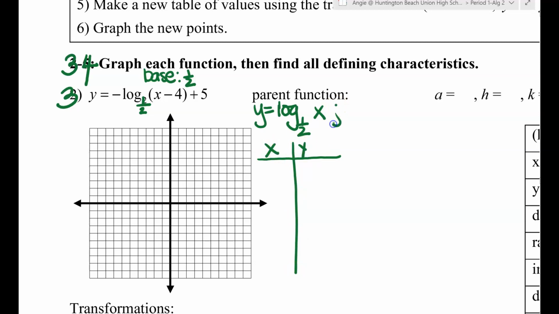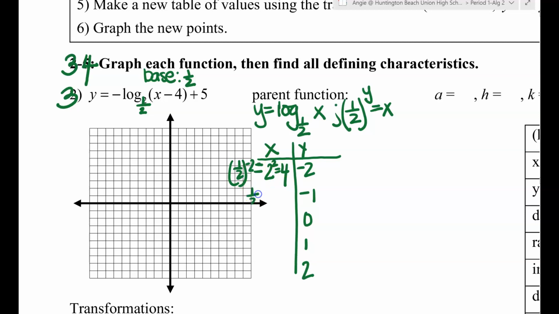And remember, if you don't want to memorize stuff, then all you gotta do is rewrite it as an exponential. This is half to the y equals x. So you're gonna pick inputs, which now belong to the y: negative 2, negative 1, 0, 1, and 2. Then plug it in. So we will have 1/2 to the negative 2, that's like 2 to the 2, so that's going to be 4. 1/2 to the negative 2 equals 2 to the 2 equals 4.